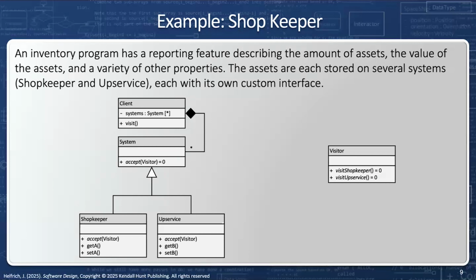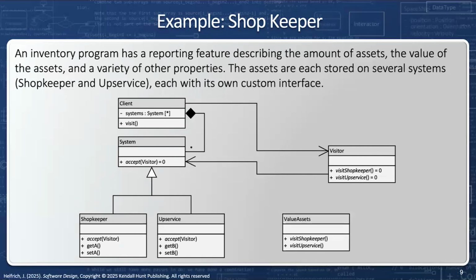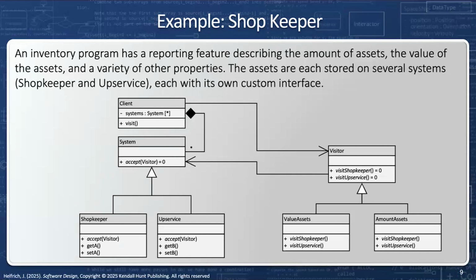And so I'm going to create my visitor, and visitor knows all about visit shopkeeper and visit up service. And of course, the client is going to be able to instantiate or create a visitor object that is then going to send it to the accept messages every time it needs to do something. Now my visitor is going to have value assets and amount assets and maybe a bunch of other different things. These are different kinds of messages I want to create. And all this is related through inheritance.